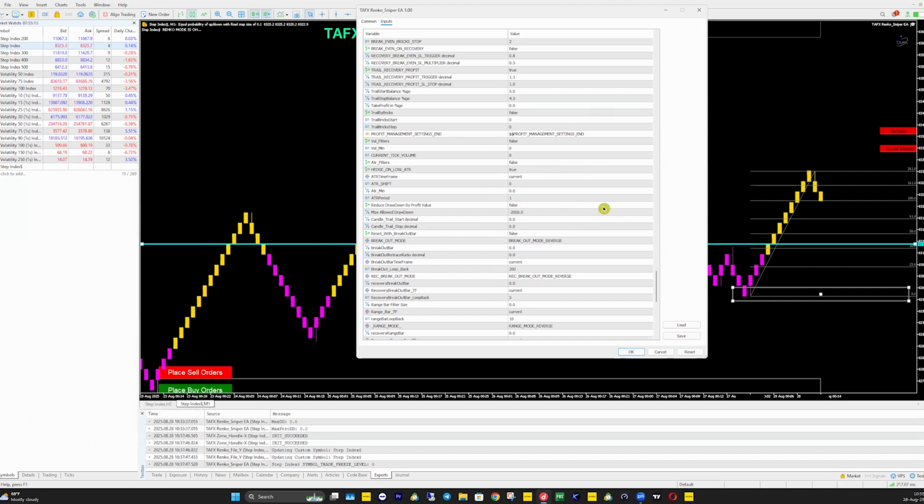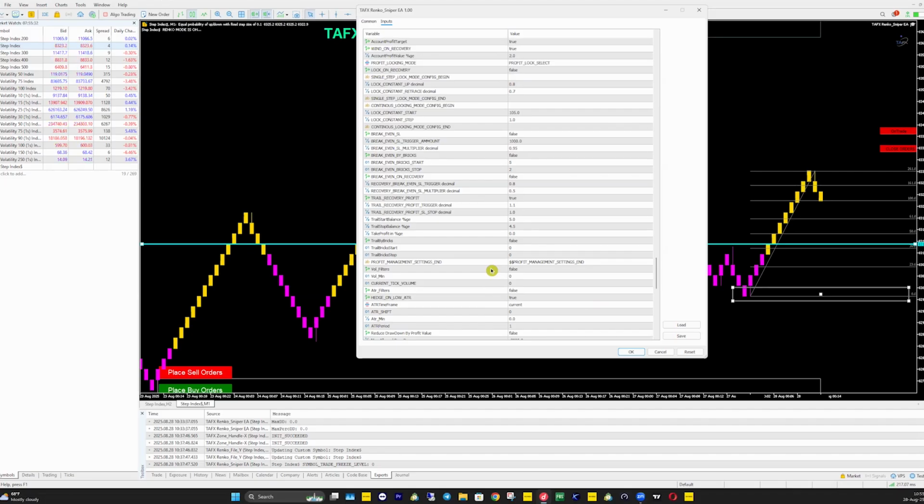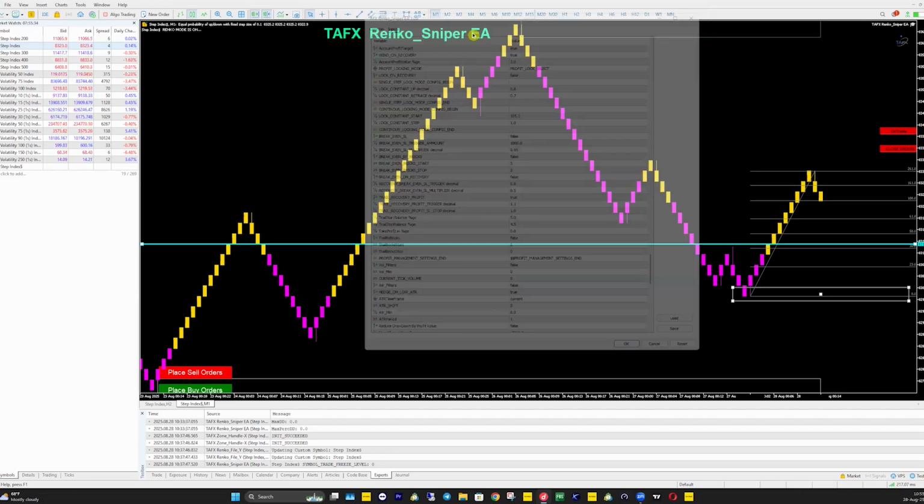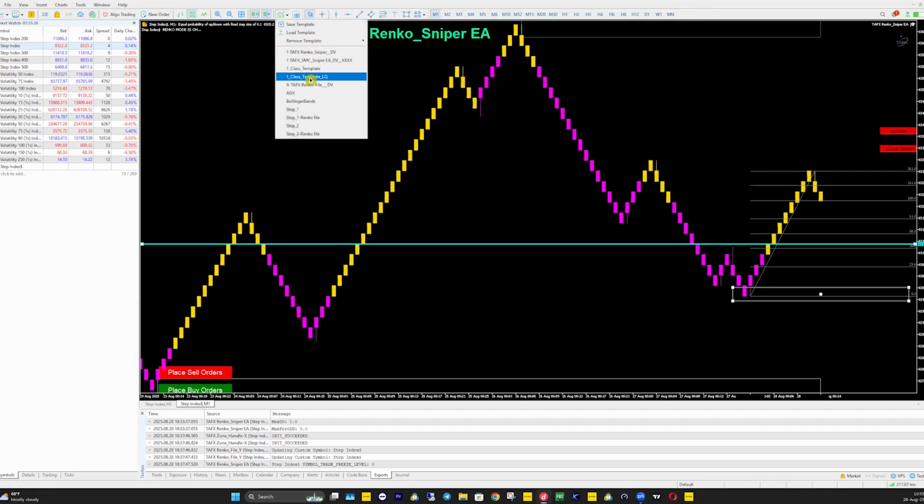And if you want to set your own lot size, if you don't want the EA to set its own lot size, and you want to set your own, then I will show you in our next video. So that is the only thing you need to know about our system. They are very, very simple to use because it comes with default settings on our template. So your work is only to choose the templates.